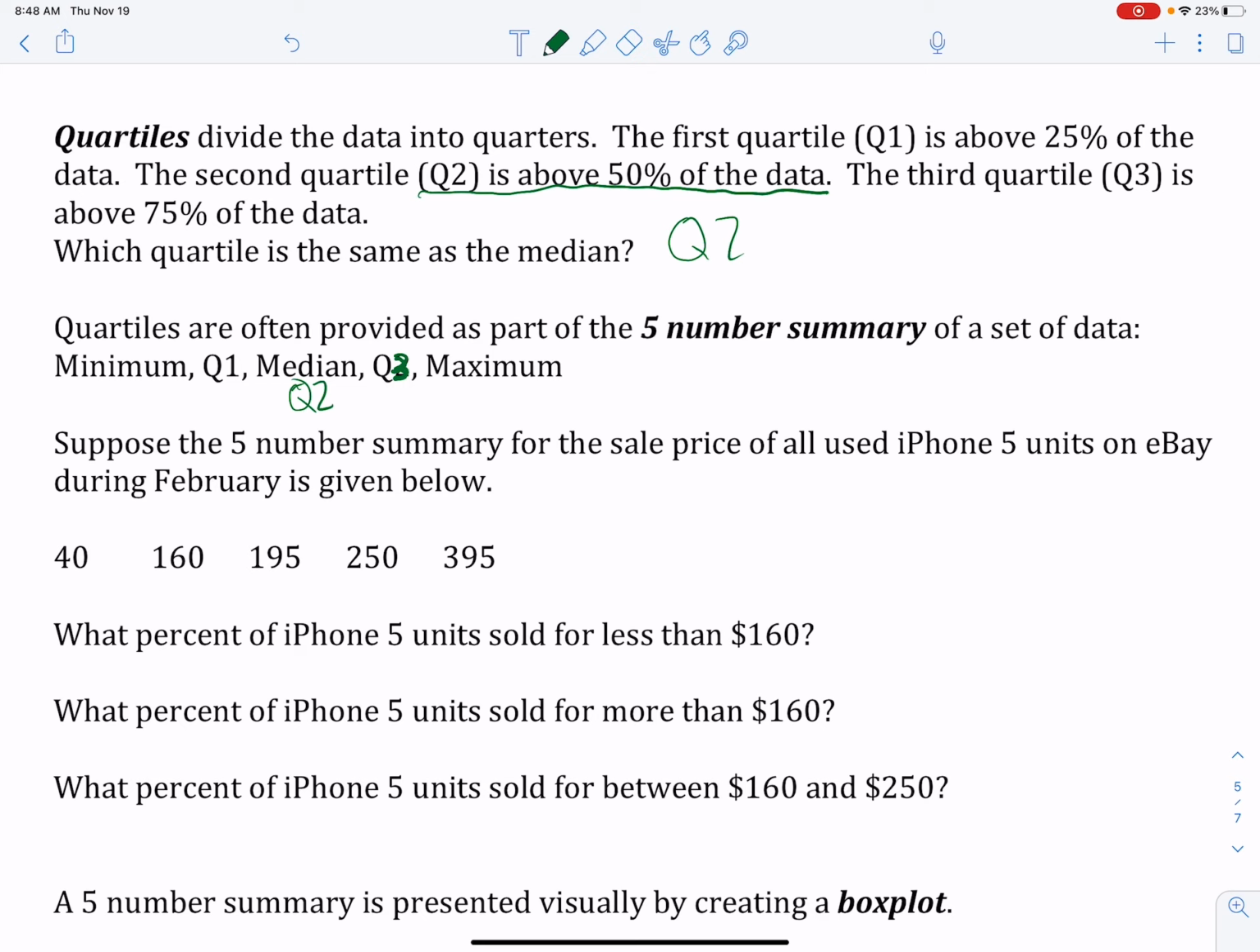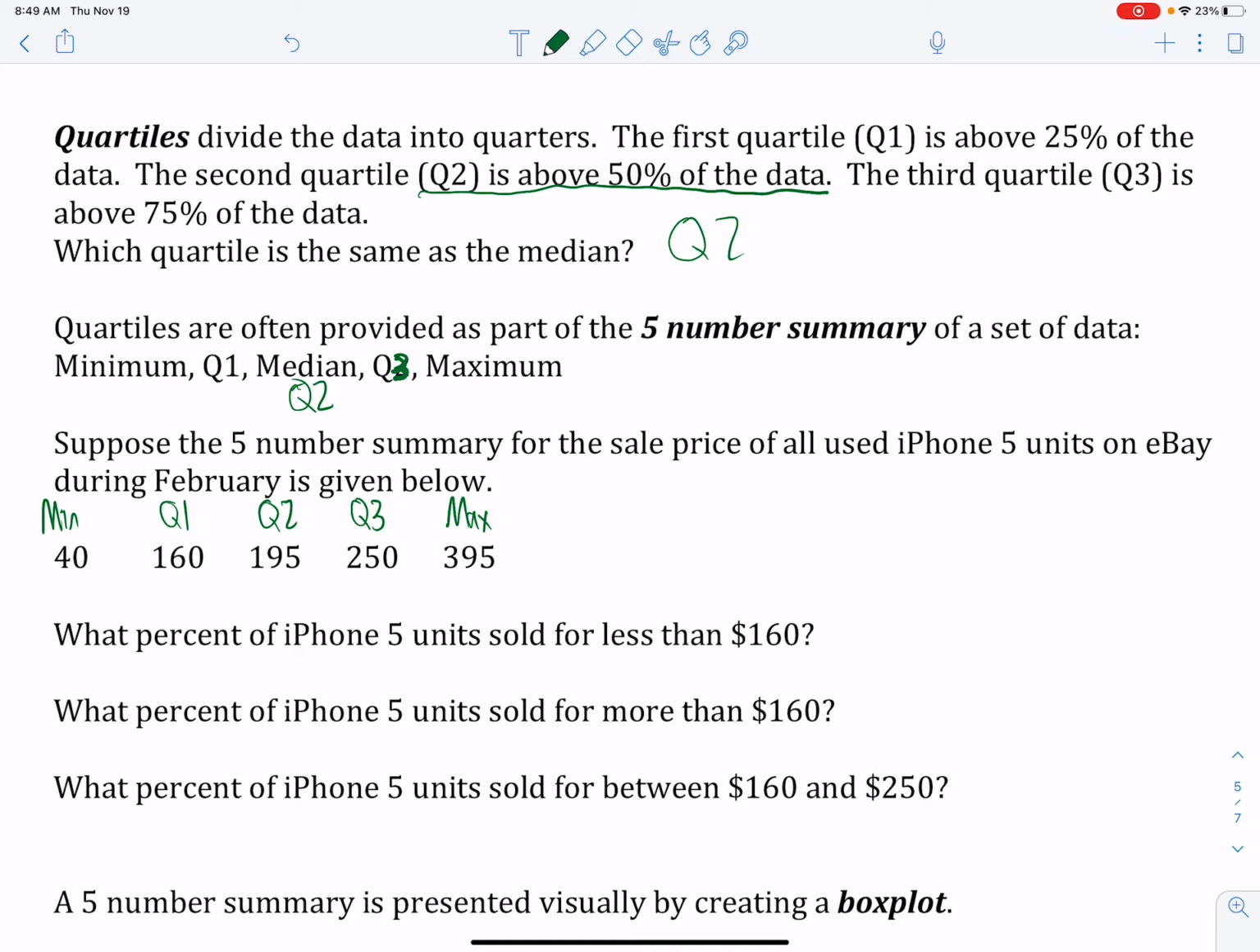Here's an example. Suppose the 5-number summary for the sale price of all used iPhone 5 units on eBay during February was $40, $160, $195, $250, and $395. So that means that the smallest sale price was $40. The first quartile is $160. The second quartile, or the median, is $195. The third quartile is $250. And the highest sale price was $395.